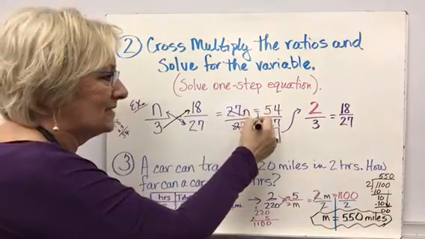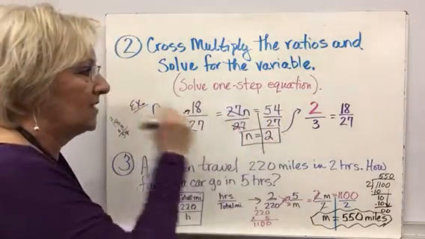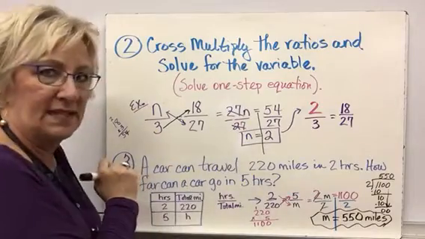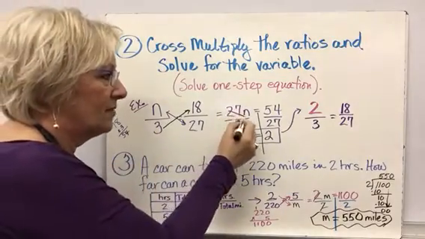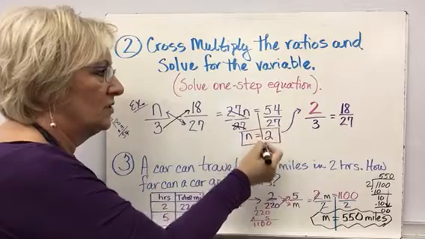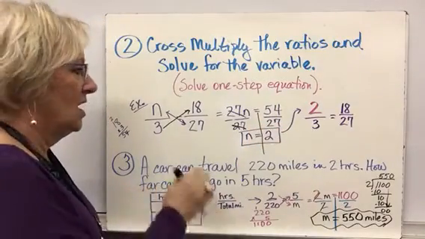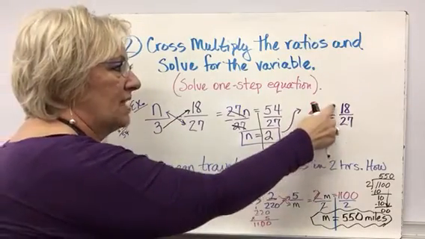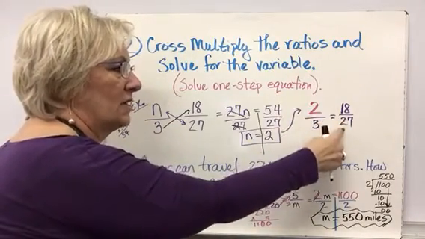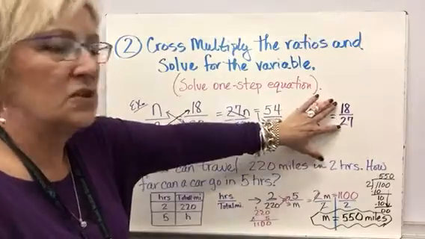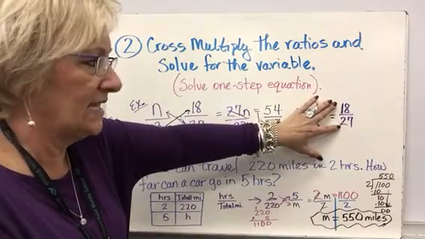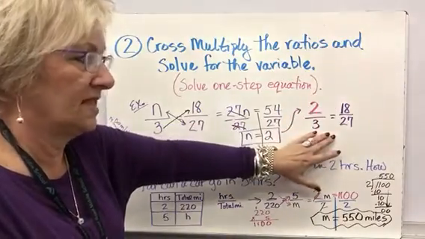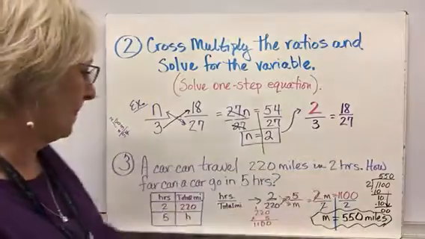Once I get it to this point, okay, I can draw my line. I know that I'm multiplying 27 times n, so I'm going to divide both sides by 27. And when I do, n is going to equal 2. So the actual ratio would look like 2 to 3 is equal to 18 to 27. If I were to reduce 18 to 27, it would reduce down to 2 to 3.